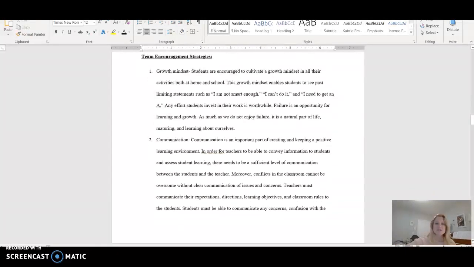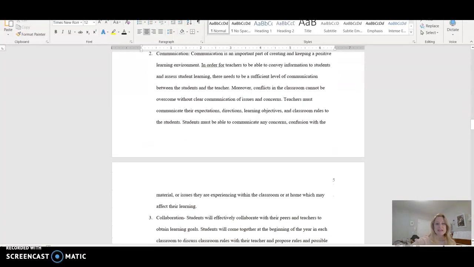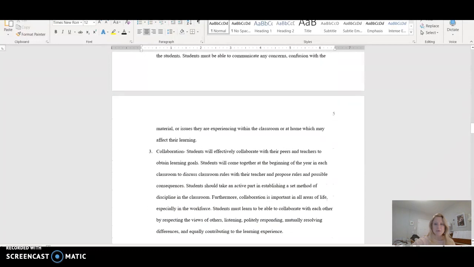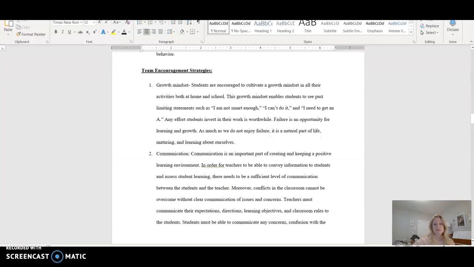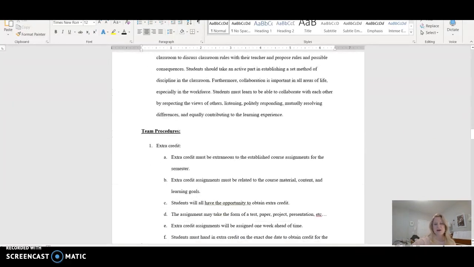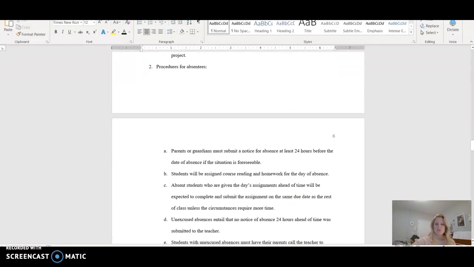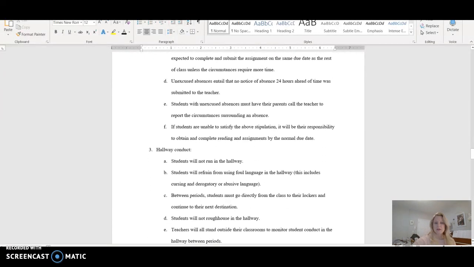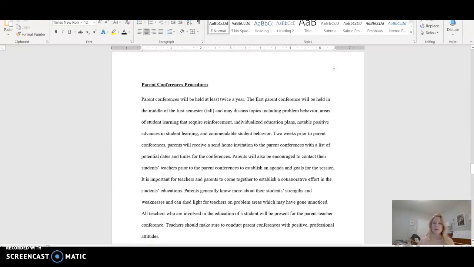Then we have our team encouragement strategies, and this individual picked developing a growth mindset, using positive communication, and collaborating as her three main strategies, and then she described those at length. And again, that positivity, positive reinforcement is running deep throughout these. Then she has her team procedures for assigning extra credit, for dealing with absenteeism, for dealing with hallway conduct. And then she talks about the way parent-teacher conferences would proceed.